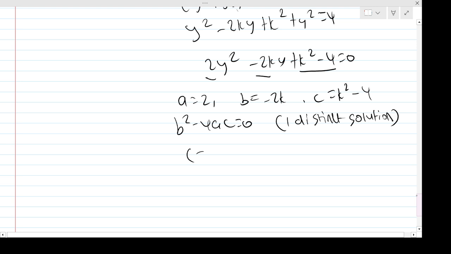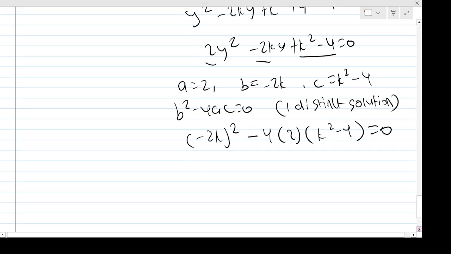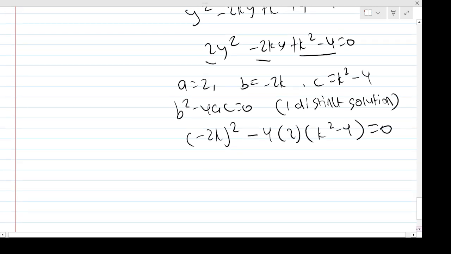So b squared is minus 2k all squared. Cool. Then I get minus 4, lots of a, which would be 2, of c, which would be k squared minus 4. That has to equal 0. Okay, cool. Now we could just expand this. So that'd be minus 2k all squared, that'd be 4k squared. Minus 4 times 2, which should be minus 8 of k squared minus 4 equals 0.